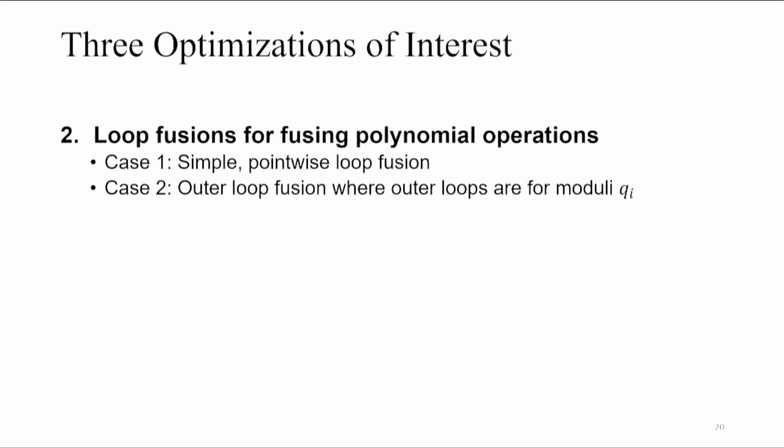The second optimization is loop fusion. In the case of homomorphic encryption, there are two cases where loop fusion can be done. The first one is simple pointwise loop fusion, and the second one is fusing only the outer loop of nested loops, because the outer loop typically iterates over the small prime numbers that make up the modulus.